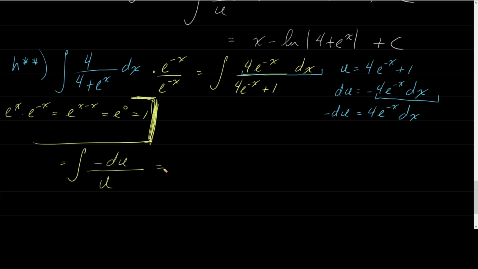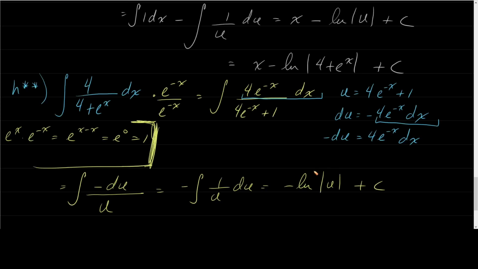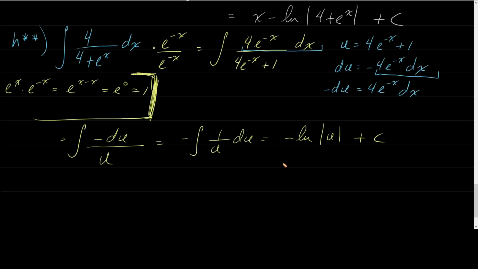So at this point, this becomes the negative integral of 1 over u du, which would be negative ln of the absolute value of u plus c. But we know not to leave our answers in terms of u. Our u in this case was 4 times e to the negative x plus 1. So we end up with negative ln of the absolute value of 4e to the negative x plus 1, and then that plus c.